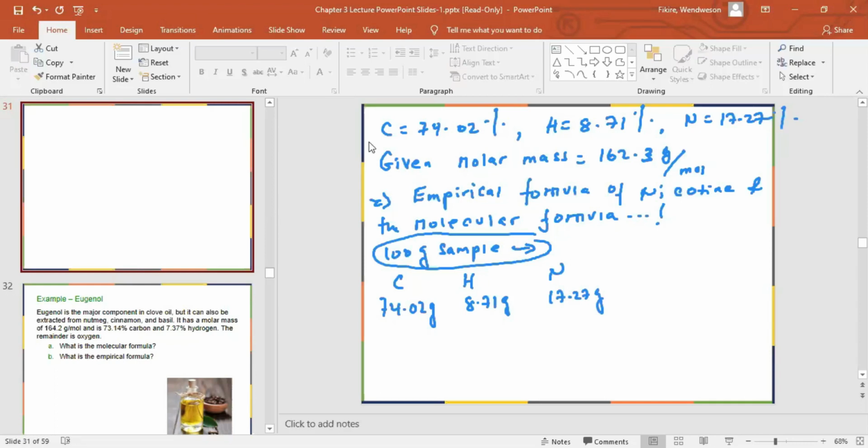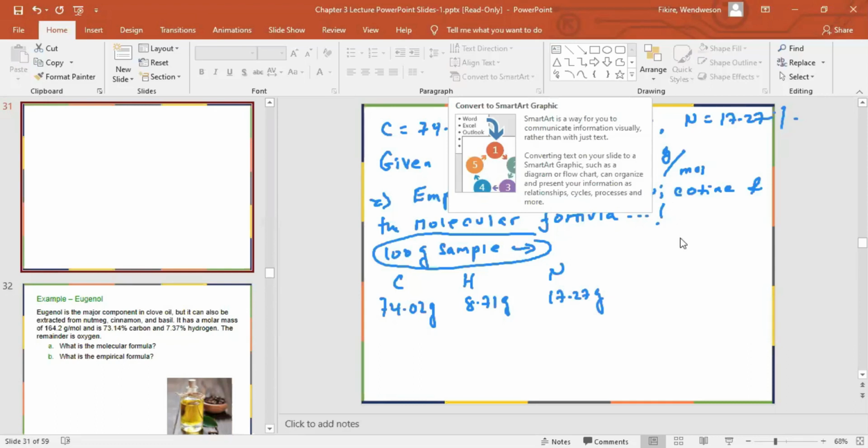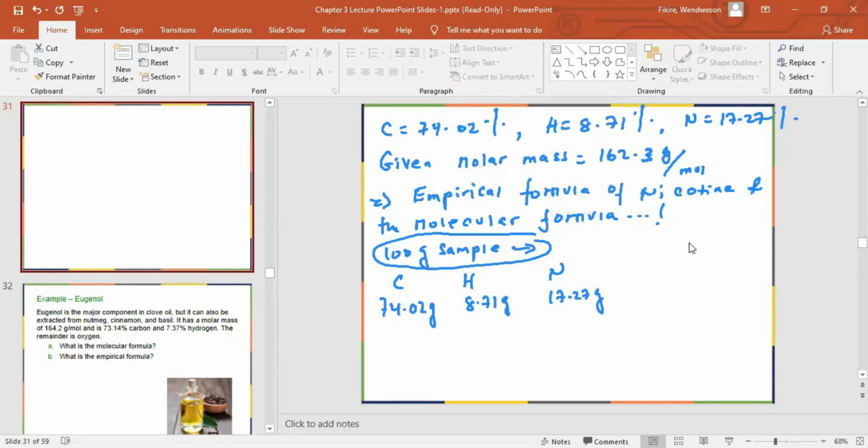So once we have this, the second step is that we need to find the atomic weight of each element, and we divide the grams by their respective atomic weight to get the mole ratio, to get their respective moles. So carbon, as you know, has I believe 12.01, hydrogen has 1.008, and nitrogen has about 14, right? Correct. Good.